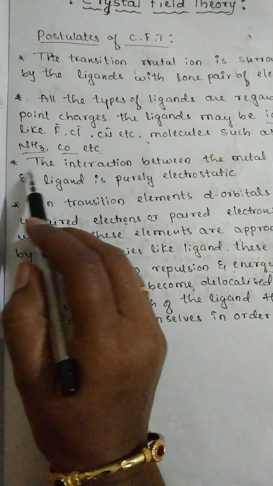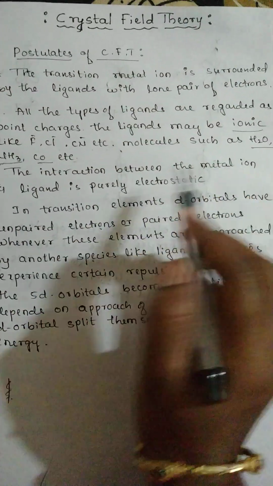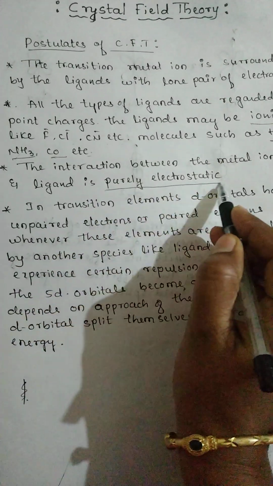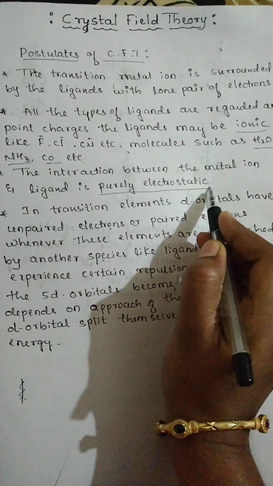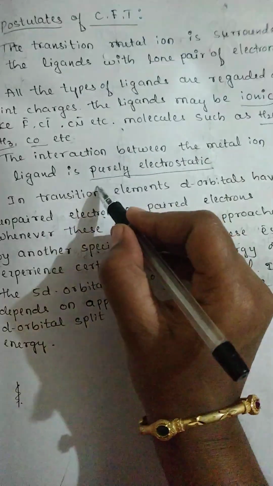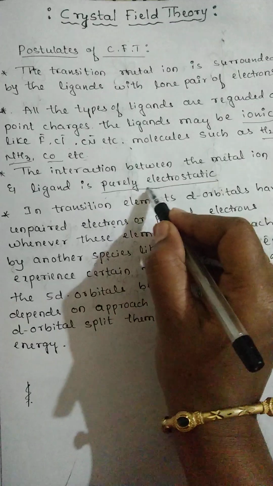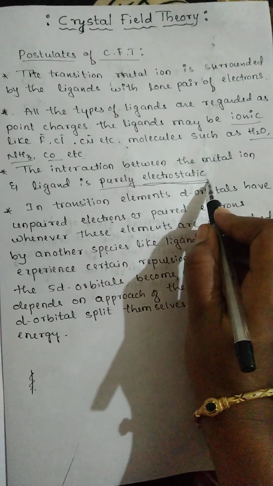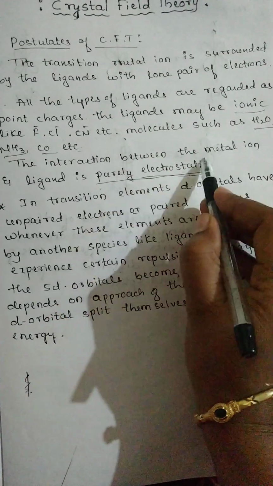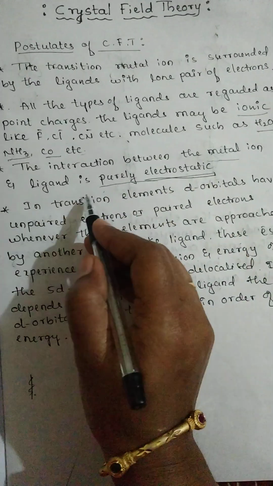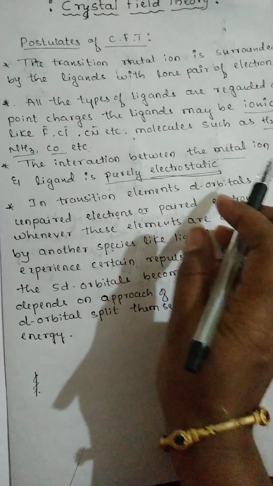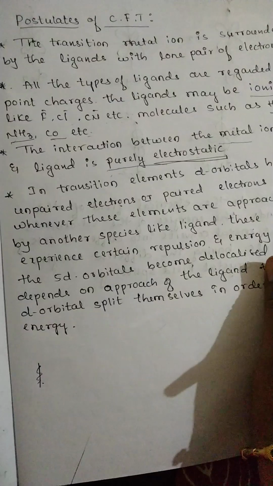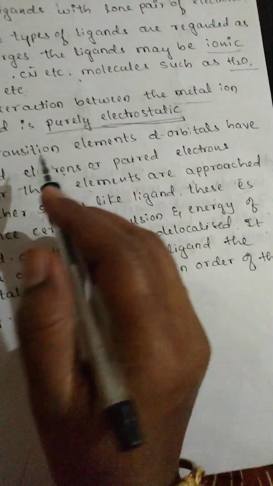The third one: the interaction between the metal ion and the ligand is purely electrostatic. It is very important. In crystal field theory, the complete theory is explained based on the electrostatic model. The interaction between metal ion and ligand is purely electrostatic.